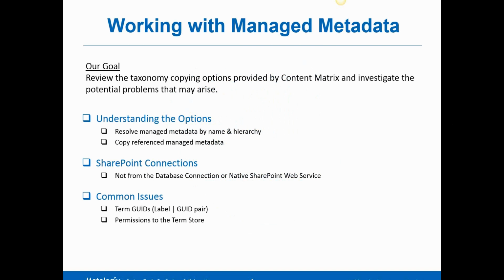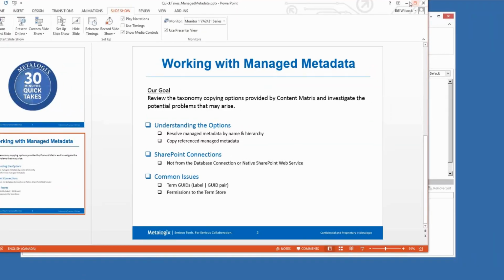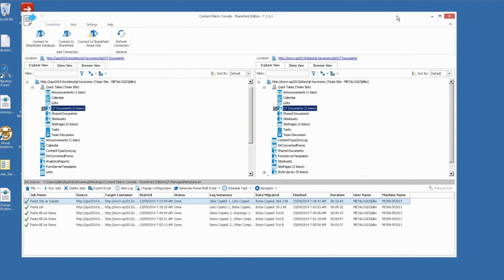One is related to the GUIDs. The terms come in a label GUID pair, and we can have issues depending on the choices you make in the migration. The other is common permissions issues. So let's get out and take a look at the environment.